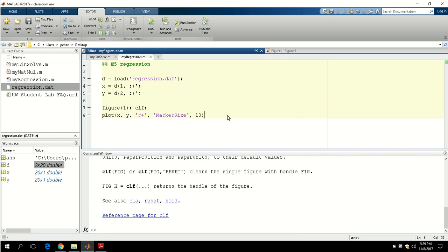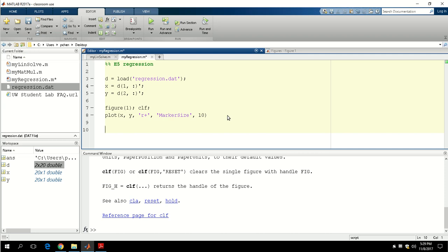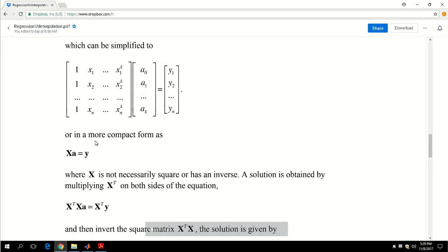And then let's call our linear. Let's construct the X matrix and the Y vector first. The Y vector is already there, right? But what's going to be our X matrix? X matrix is going to look like that.